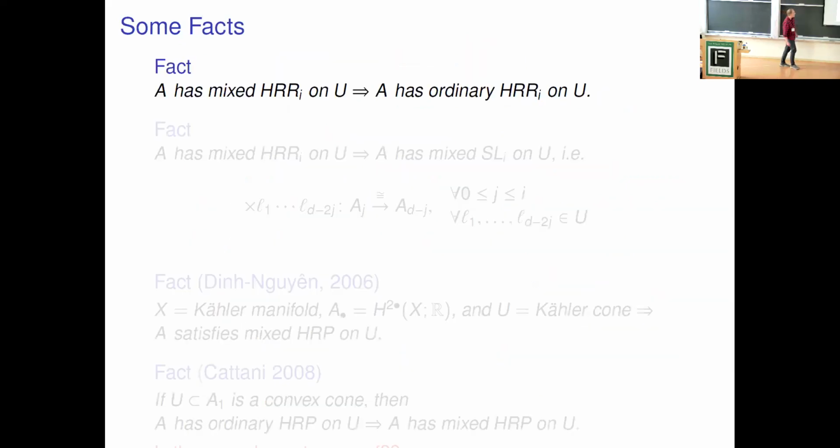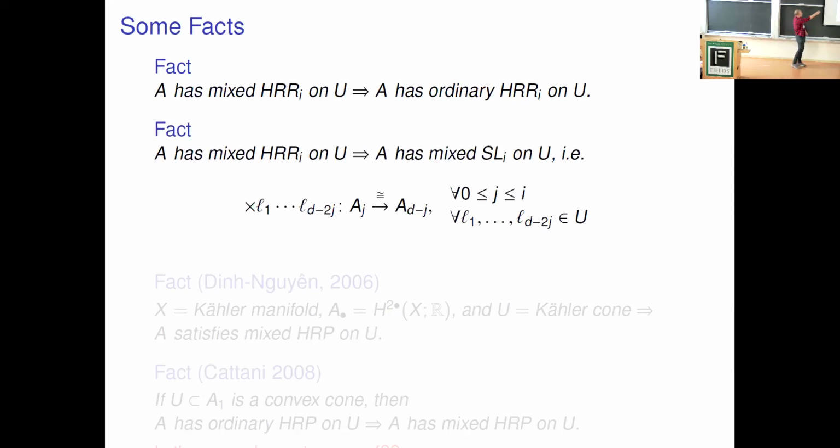And actually, we can make that a theorem. Mixed Hodge-Riemann on a set U always implies ordinary Hodge-Riemann on a set U. But the converse is not quite true. As we saw, we had ordinary Hodge-Riemann on the union of two cones, but we can't have mixed Hodge-Riemann there.